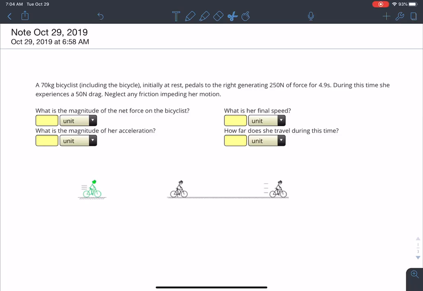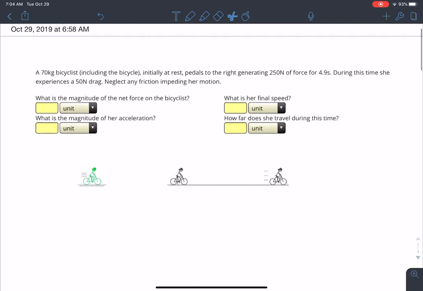I'm going to work out a Newton's second law problem which involves kinematics as well. This is from the forces unit on Positive Physics. It's a challenge problem set.